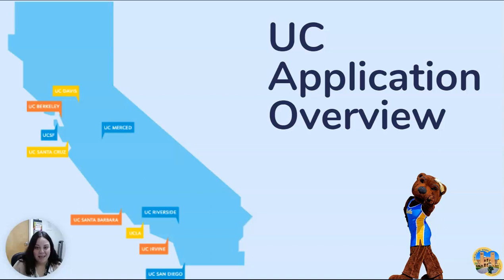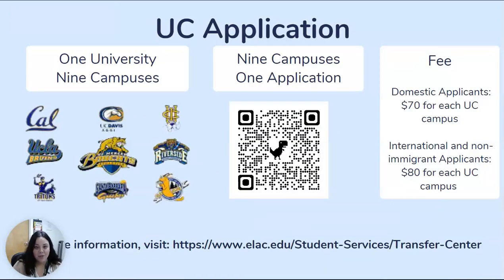Now, the UC application. Here you see a map of all the UC campuses, and of course, Betty Bruin there in the corner. The UC application uses one application for all 9 UC campuses. You can scan the QR code here so you can actually access the UC application. And the application does require a fee. It is $70 per UC campus for domestic students and $80 for international or non-immigrant applicants. However, for domestic applicants, you might qualify for a fee waiver. And if you get a fee waiver, that means you can apply up to 4 campuses for free.